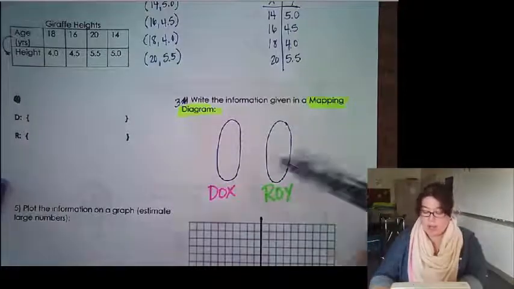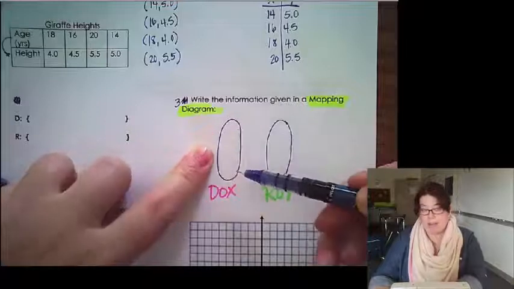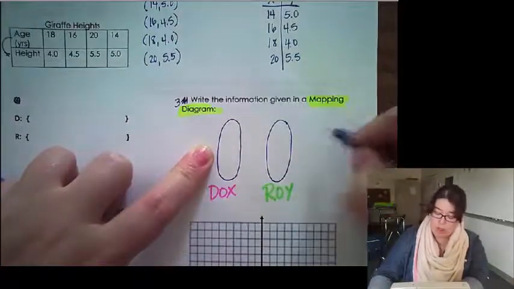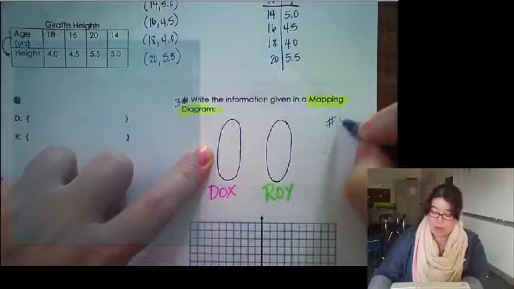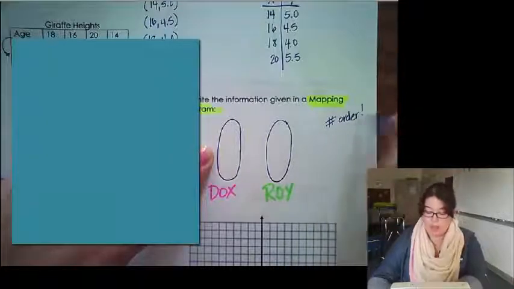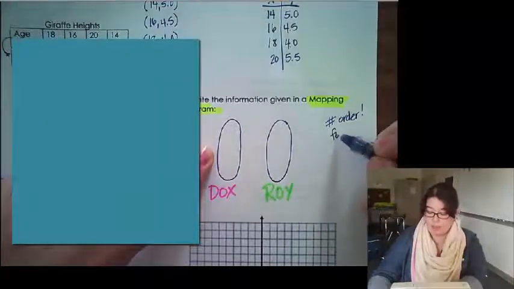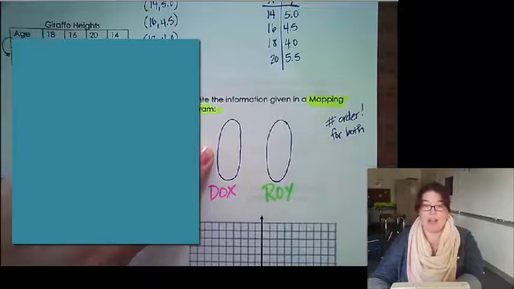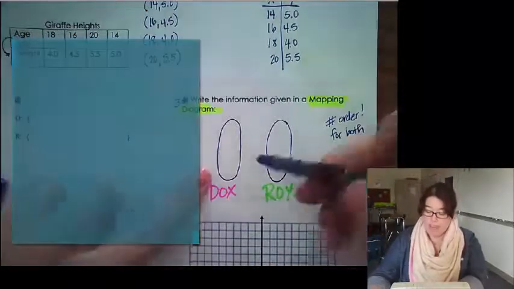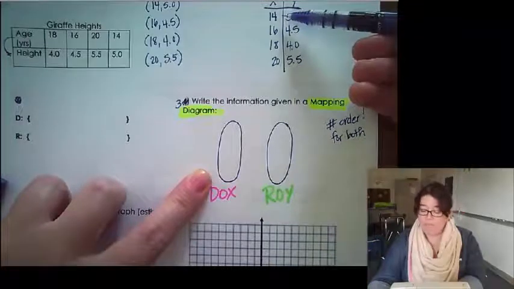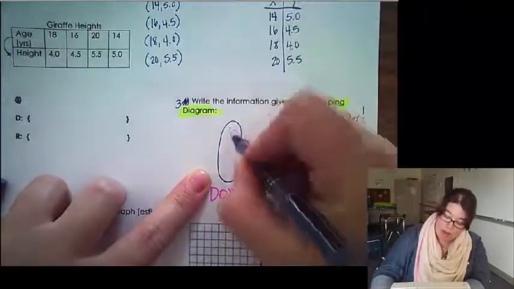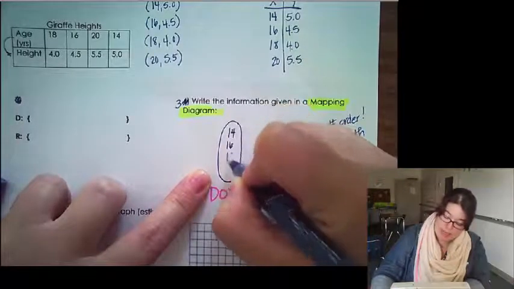All right, so here's the thing about mapping diagrams. You want to be sure that both are in number order, and that's for both of these. So I'm just going to write myself a little note out to the side. Number order for both. Our X values we find from our T-chart. Quick and easy, they're already in order. So we do 14, 16, 18, and 20.